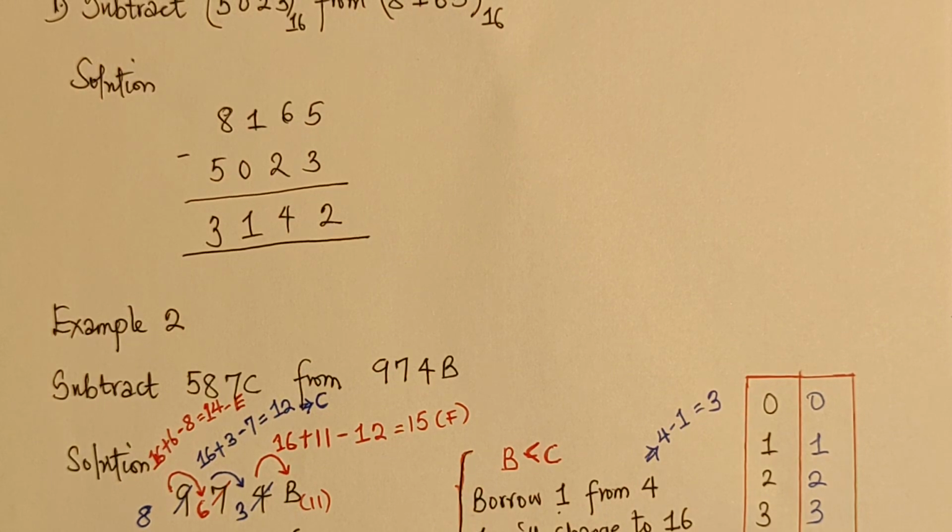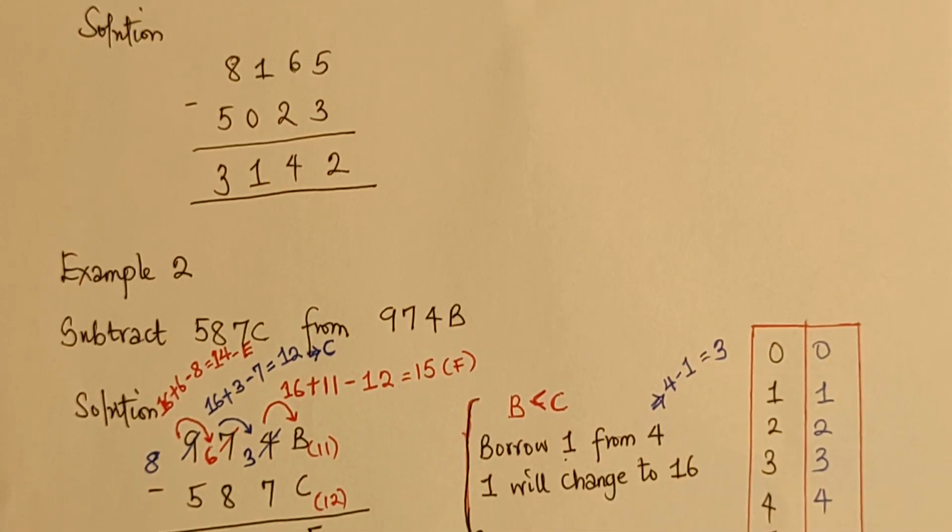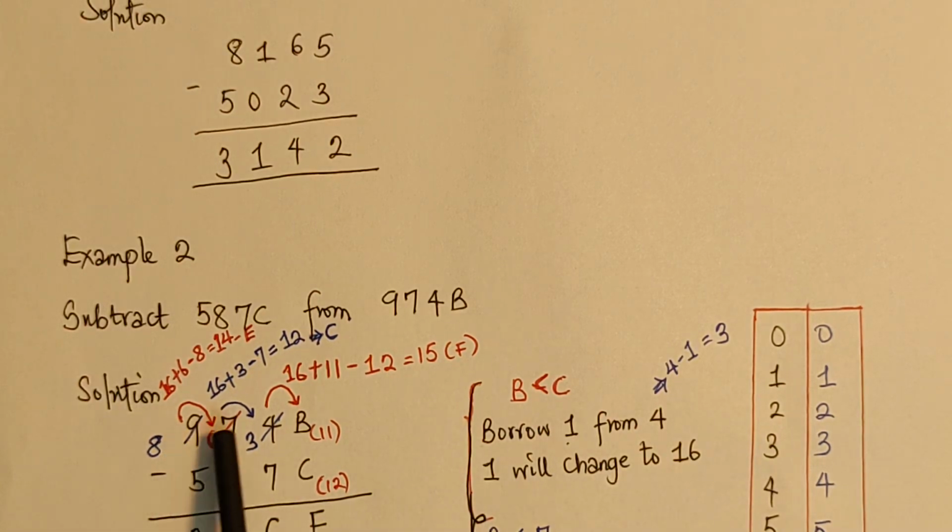Now in this example 2, we are asked to subtract 587C from 974B. If we're going with this subtraction, it's important for us to know what is the minuend and the subtrahend. So this becomes the minuend and this becomes the subtrahend. So to that, we'll have 974B minus 587C. Let me go deep to explain what has just happened.